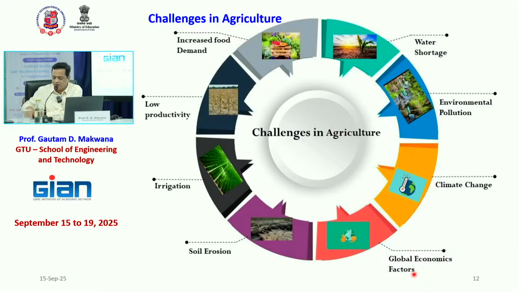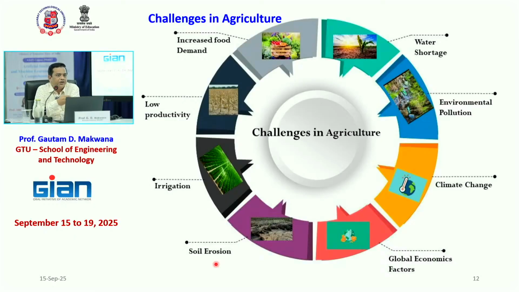Global economic factors: we know what is going on geopolitically. If any country does not allow export or import, then the crop demand will be less or more. Then there is soil erosion. This is one of the issues, because of heavy rain or high floods, many nutrients run away with the rains.